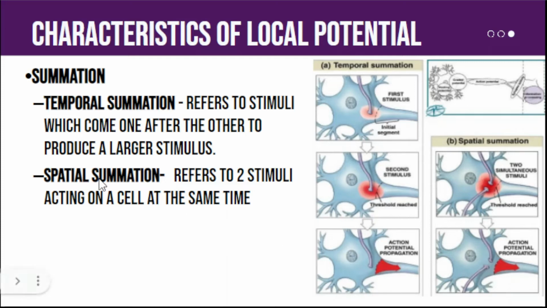When we say spatial summation, iisang nerve lang yan kailangan i-excite pero ang dami ng axon terminals na tumutulong. So it refers to two stimulus acting on the same cell at the same time. Okay? So para ma-propagate, kailangan ng nerves natin mag-participate sa summation.